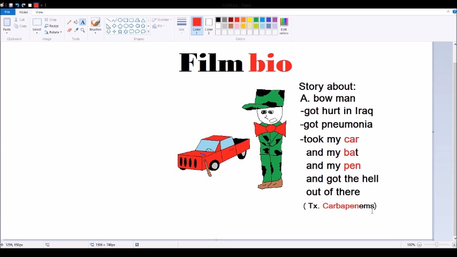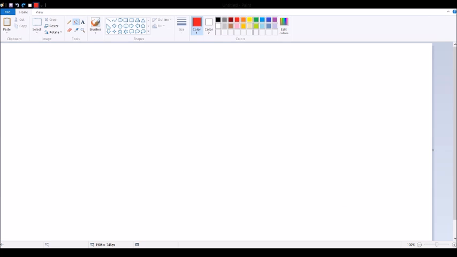Now on the side, I decided to include the phrase "took my car and my bat and my pen and got the hell out of there," being said by this soldier, in order to help us remember that when put together, car, bat, pen will sound like carbapene or carbapen, in order to help us remember carbapenems with respect to being the treatment for this bug. And the reason why the car is red, in case you guys were wondering, well, the car is red and so is the bow and the word bio in film bio, in order to help us again remember that this is a gram-negative bug.